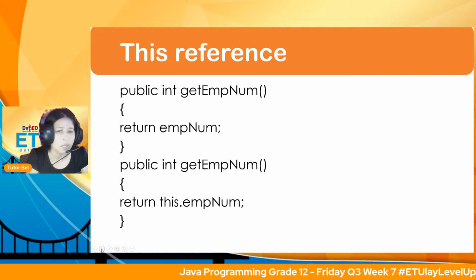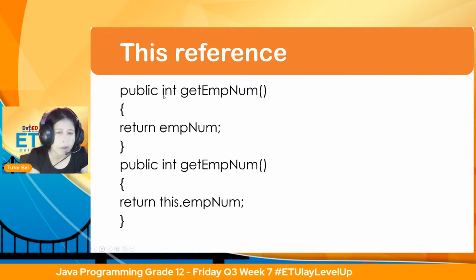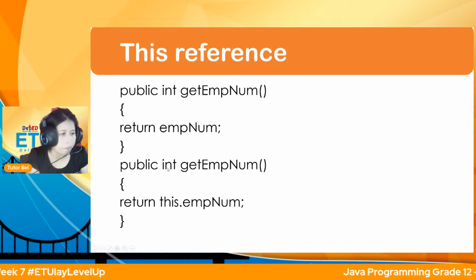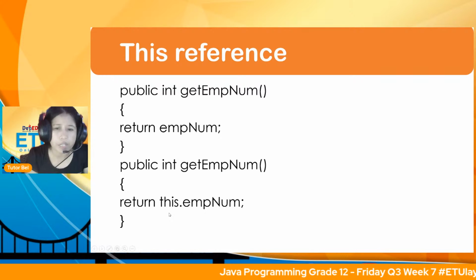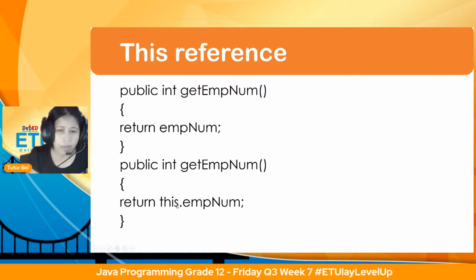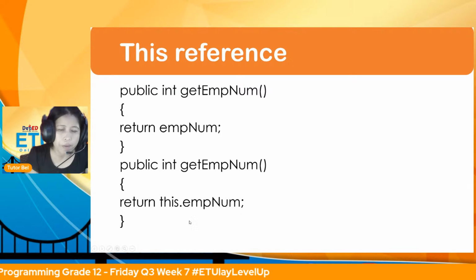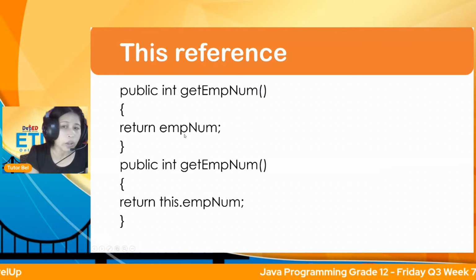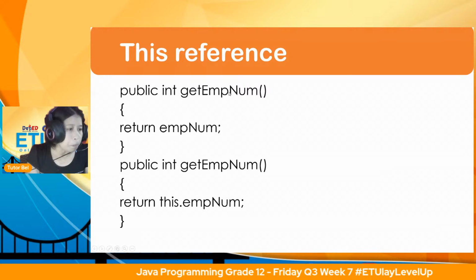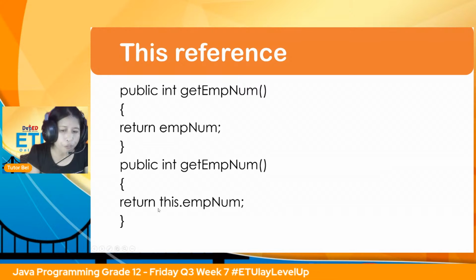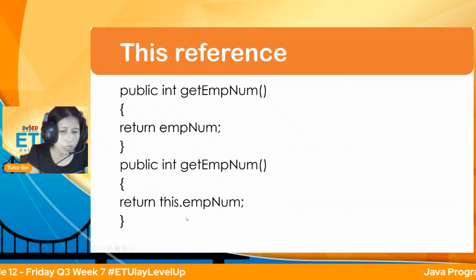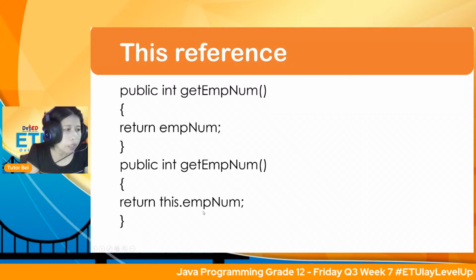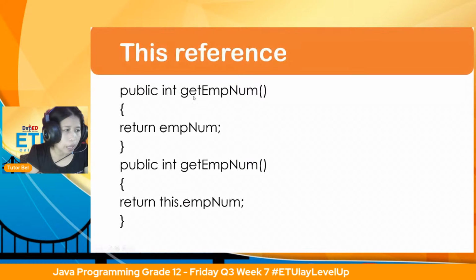In this case, we have the method getEmpNum, public int getEmpNum, which returns, and here we have return this.empNum. This means we are referring to what we return in the method getEmpNum. What this.empNum means is that we are referring to the empNum called in the method getEmpNum.